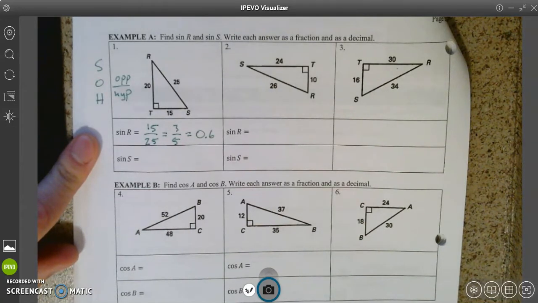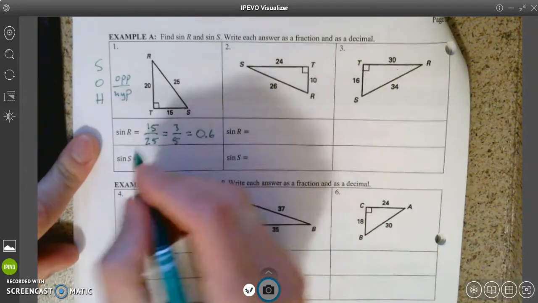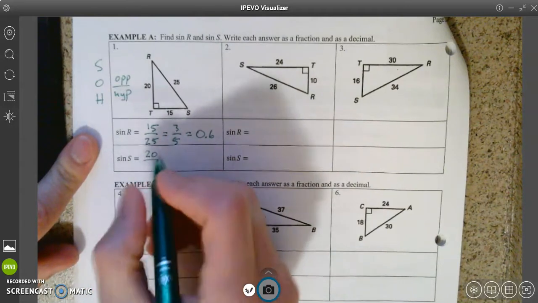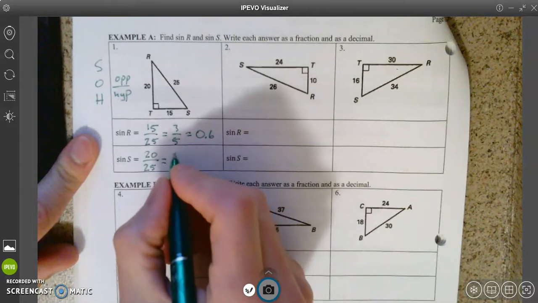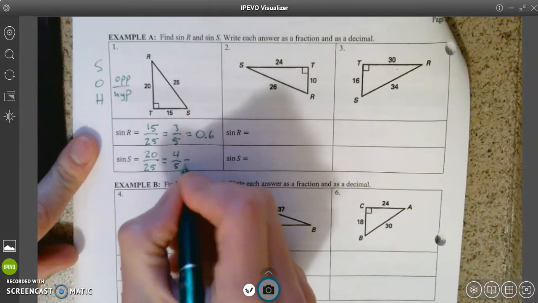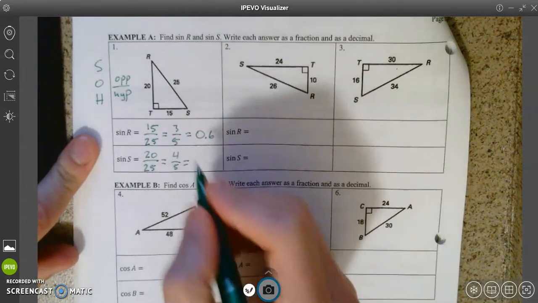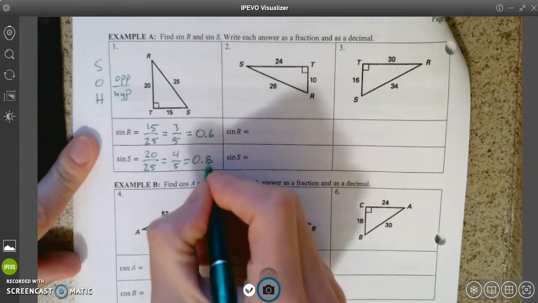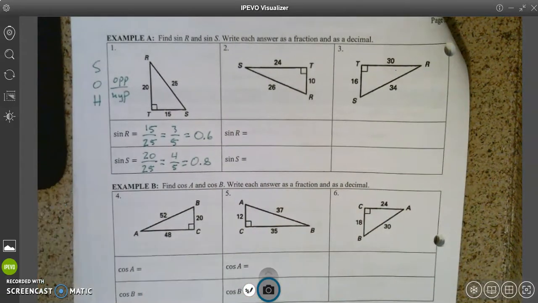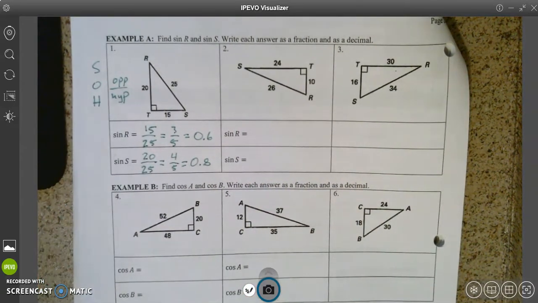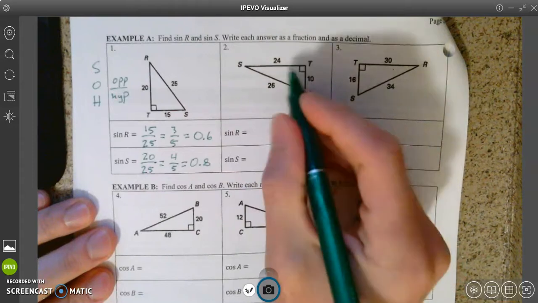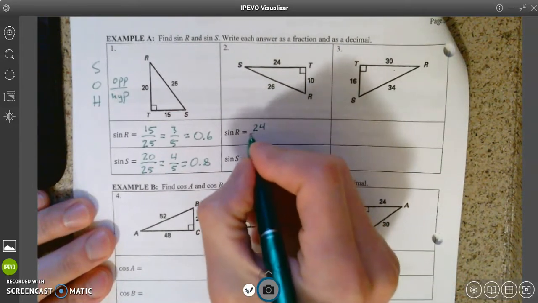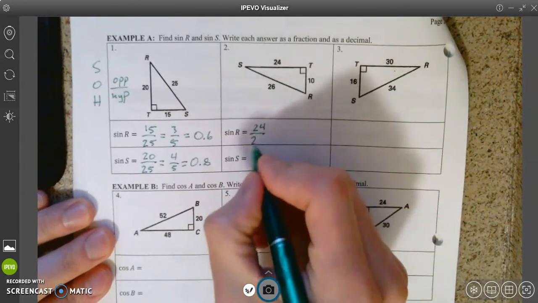Sine of S, so again, starting at S, opposite of S is 20, and then hypotenuse is 25. That reduces down to 4/5. And then 4 divided by 5 is 0.8. Again, we only approximate if it comes out to be a number that continues on past those 4 decimal places. Sine of R on number 2: if I start here, opposite of this is 24, and then hypotenuse is 26.